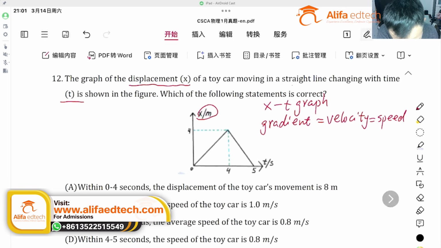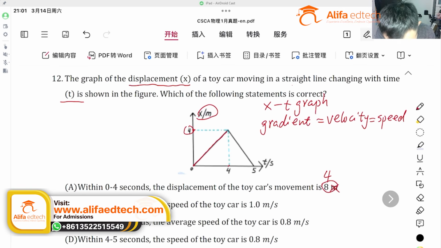所以的话呢，让我们来看一下选项。A. Within 0 to 4 seconds, the displacement of the toy car's movement is 8 meters. 0 to 4 seconds, its displacement is 4. So the answer is wrong.